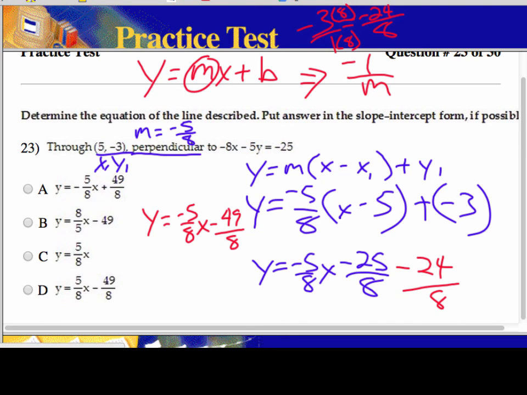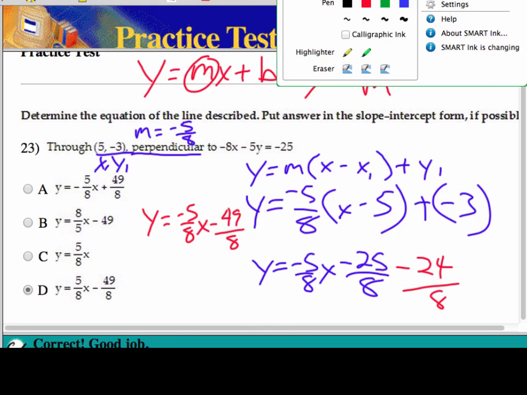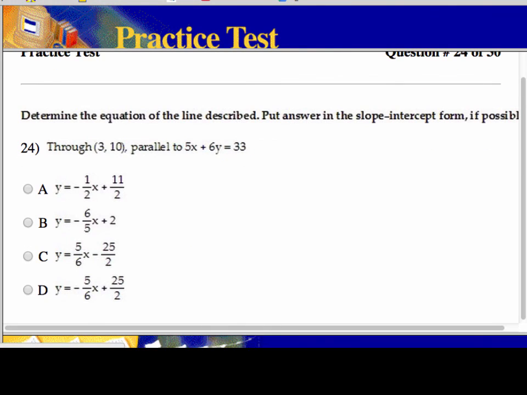Does that make sense? Yep. Which one's that? D. Very good. You guys are smart, smart, smart. Thank you. Hey, you know, I helped out. Yeah, just a little. Parallel line, what do I do? Same thing, just not reciprocal.